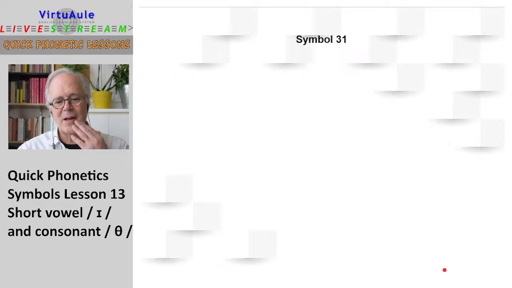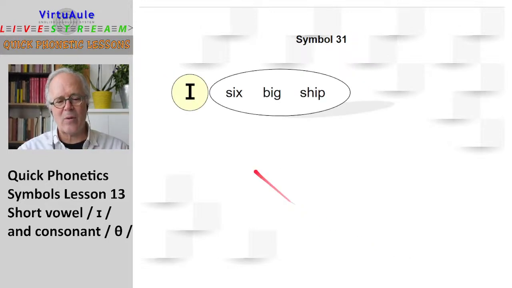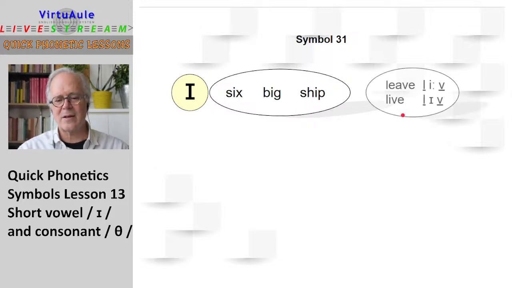Okay, let's look at another symbol. This time a vowel symbol. We have the yellow background. It's a short I sound that we hear in the word six, big, and ship. Okay, let's see the difference between these two I sounds, the short sound and the long sound. These are also called minimal pairs. You barely hear the difference, but there is a difference. Listen to the long sound.